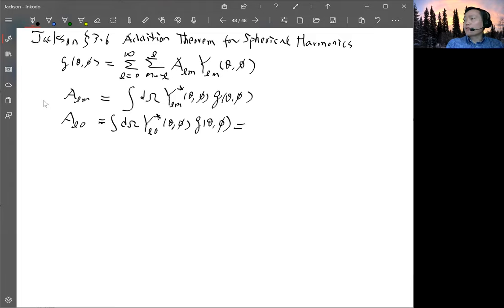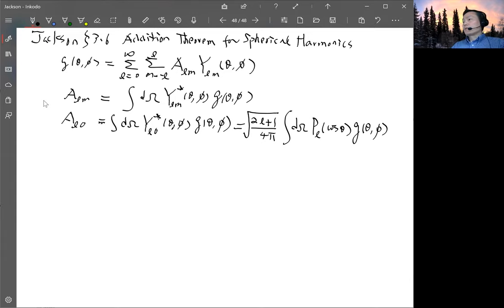With the Y_LM definition and M equals 0, you just pick up a normalization constant, square root of 2L plus 1 over 4 pi, and integrate over d omega, with just P_L of cosine theta multiplied by g of theta and phi. That is just the L, M equals 0 component. So this is equation 3.60. This is still fine.